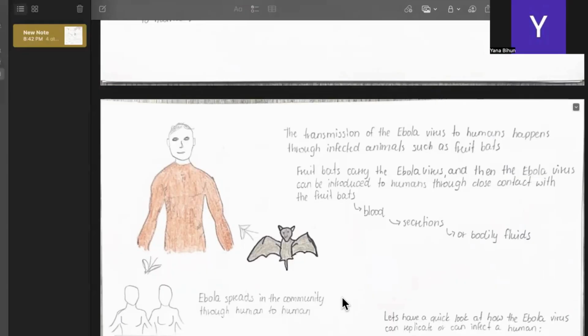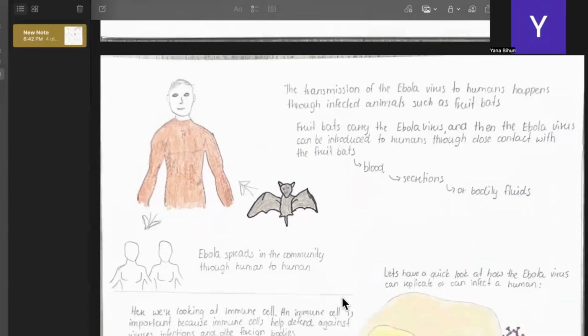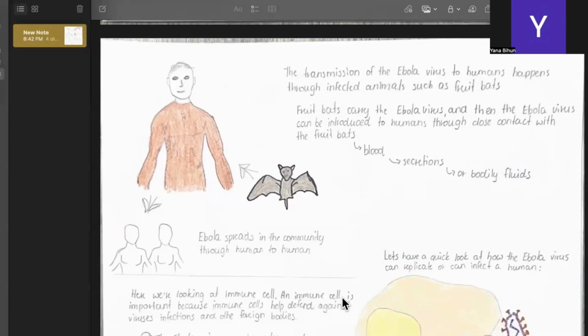The transmission of the Ebola virus to humans happens through infected animals, such as fruit bats. Fruit bats carry the Ebola virus, and then the Ebola virus can be introduced to humans through close contact with the fruit bats, blood, secretions, or bodily fluids. Ebola spreads in the community through human to human contact.